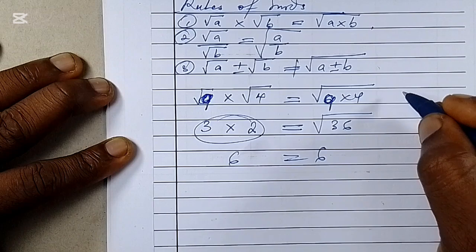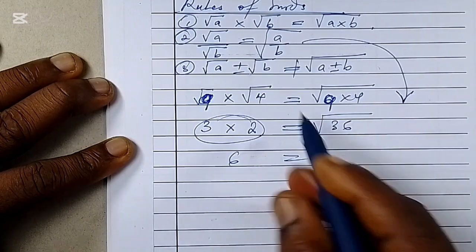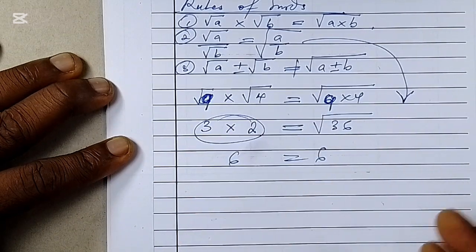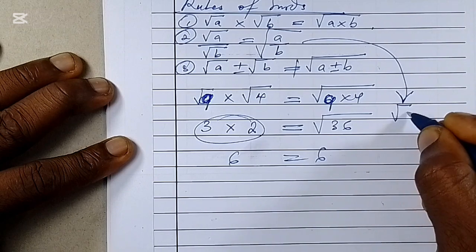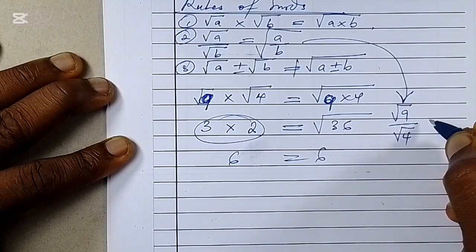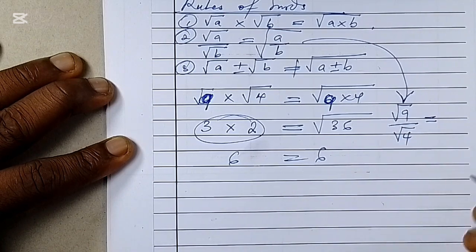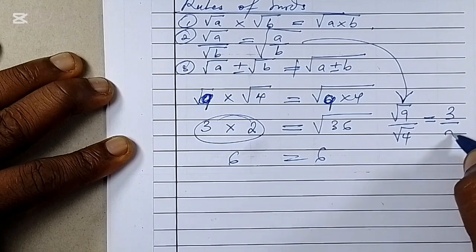Now, if you use the same example to show that law number 2 is true, then what you would have is the square root of 9 divided by the square root of 4. What would it give you? The square root of 9 divided by the square root of 4 is 3 over 2.